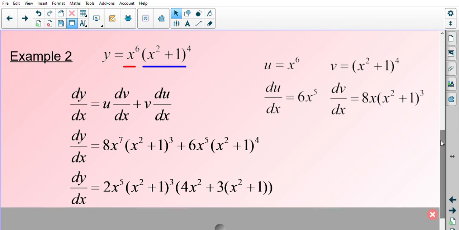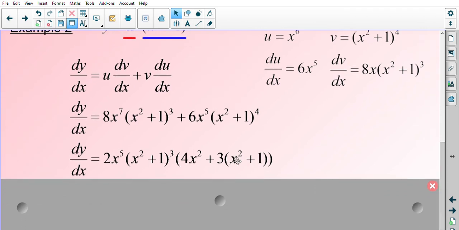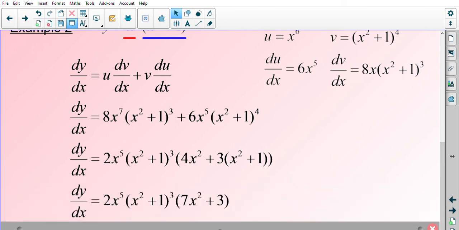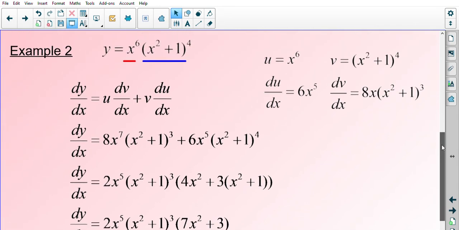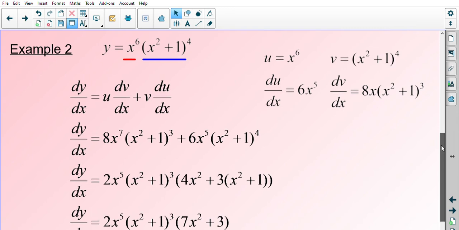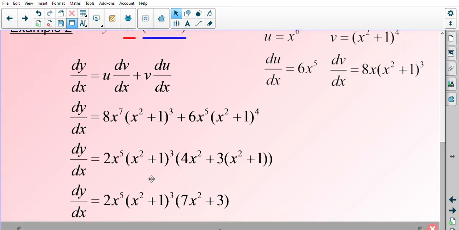What we can do is now work within this bracket here, multiply this bracket out, and tidy up my answer. So my final answer for my question, y equals x to the power 6 bracket x squared plus 1 to the power 4, would be dy by dx equals 2x to the power 5, open bracket, x squared plus 1 to the power 3, with another bracket, 7x squared plus 3.